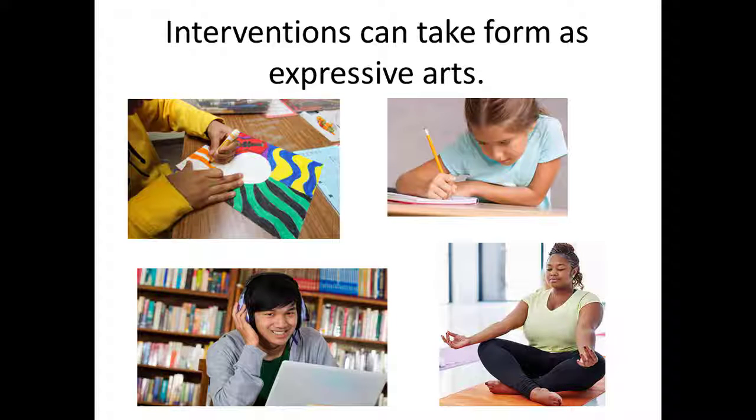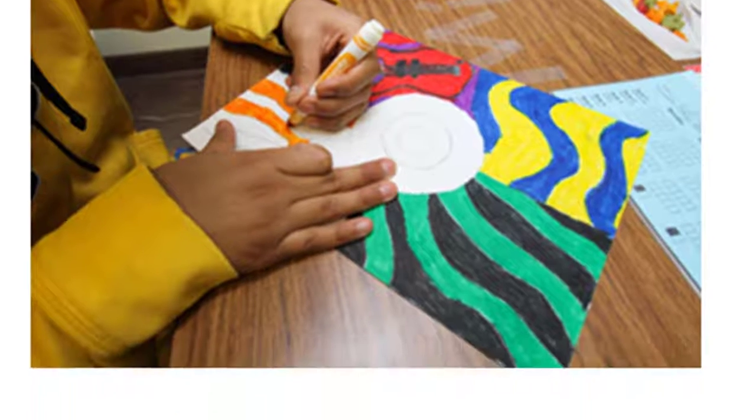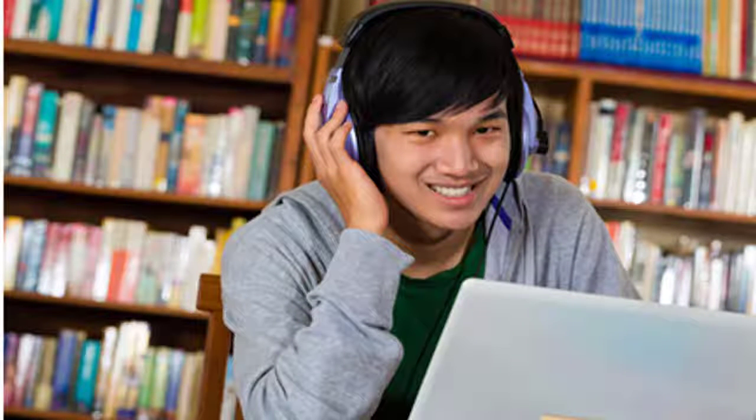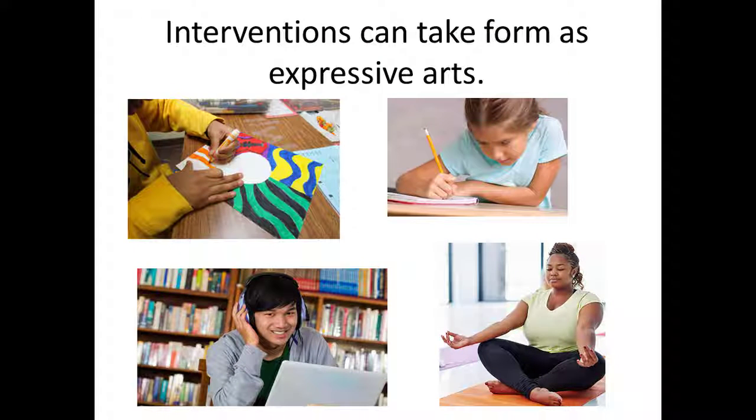These interventions can take many forms. Expressive arts are a prime example. Art. Many students like to draw or color. Music. Music can be very relaxing and relatable. Writing. Students can use journaling or storytelling as a coping mechanism. Movement. Physical activity is a great stress reliever. Take a walk, do some yoga, or do some relaxation techniques. Any of these could greatly reduce anxiety for a struggling student.